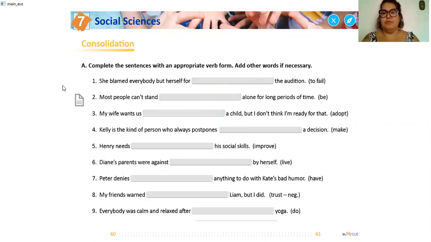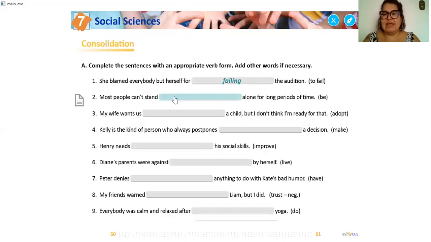So, for example, she blamed everybody but herself for the audition. We're going to use the verb to fail. For is a preposition. So after prepositions, verb with ing, failing. But here means except for. So she blamed everybody except for herself for failing the audition.